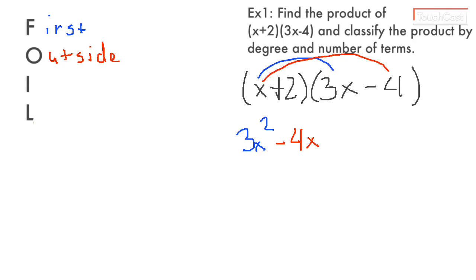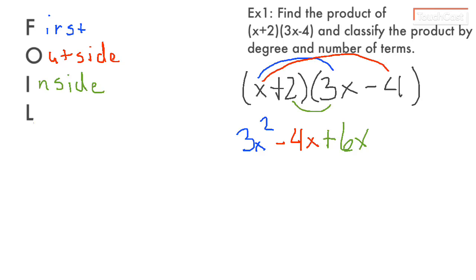I stands for the inside terms. We're going to go 2 and 3x because they are on the inside. 2 times 3x is just going to be 6x, so plus 6x.